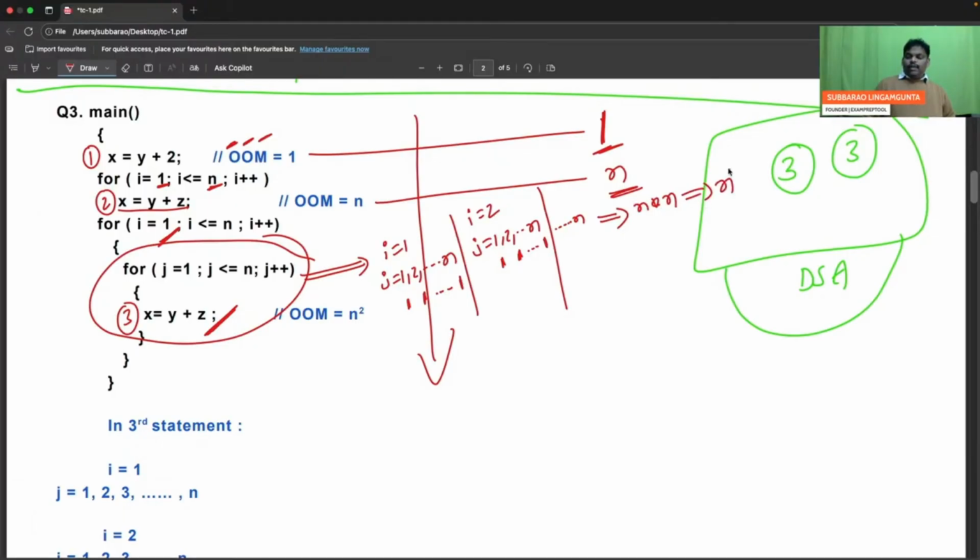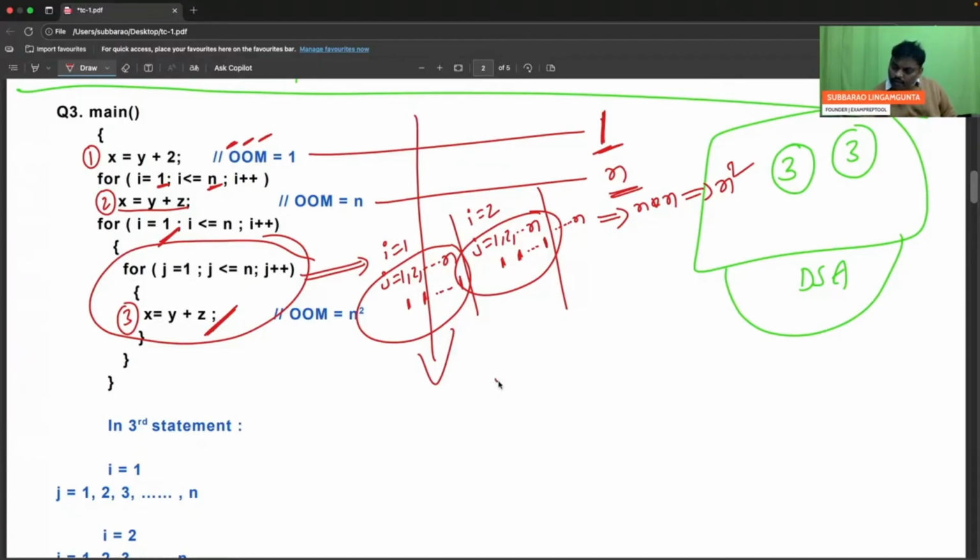First statement order of magnitude is 1. Second statement order of magnitude is n. Third statement order of magnitude is n square, because for each I value the statement is executing n times. I is equal to 1, n. I is equal to 2, one more n. So 2 i's are over, 2n. 3 i's are over, 3n. 10 i's are over, 10n. n i's are over, n times n. So order of n square.